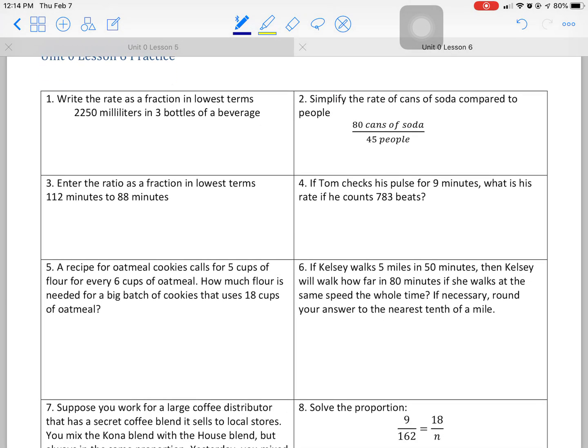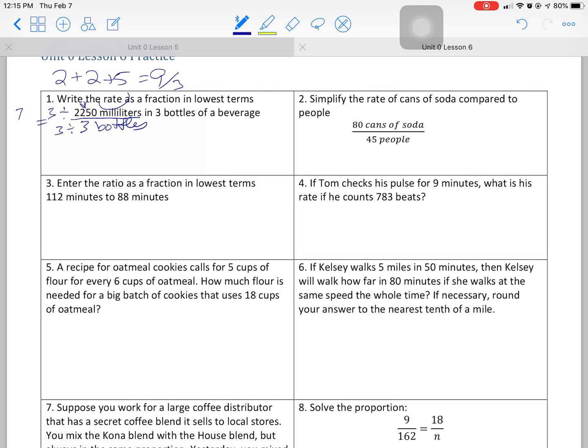So let me go back to the top. Let's see, write the rate in fraction and lowest terms. So we have that number in 3 bottles. So that's going to reduce. Let's see, how do we reduce this? Is this number divisible by 3? Let's see, 2 plus 2 plus 5. I'm going to try a little harder. 2 plus 2 plus 5, 7, 8, 9. That's a 9, which is divisible by 3. So that number is divisible by 3. Certainly this number is divisible by 3.